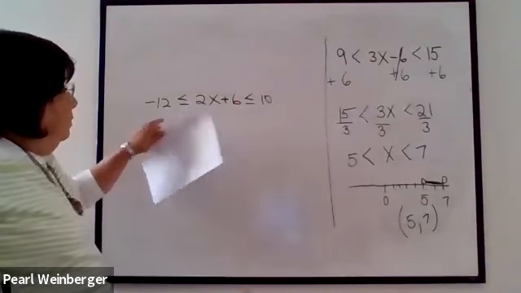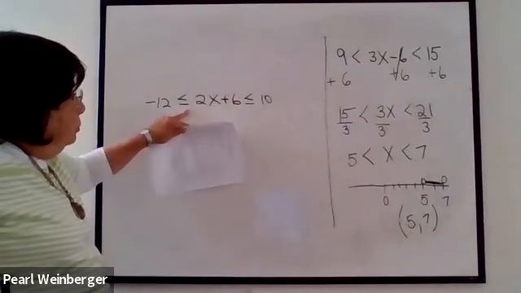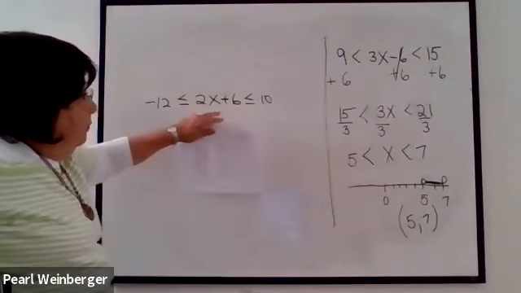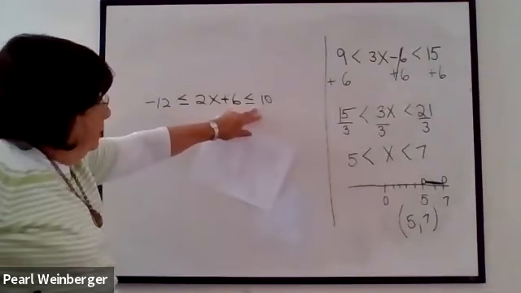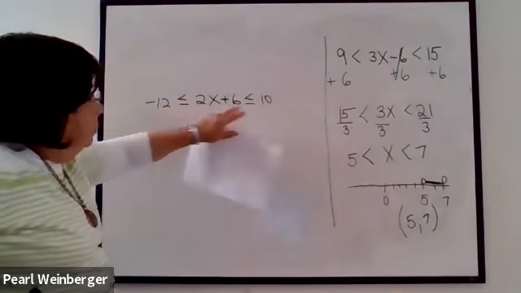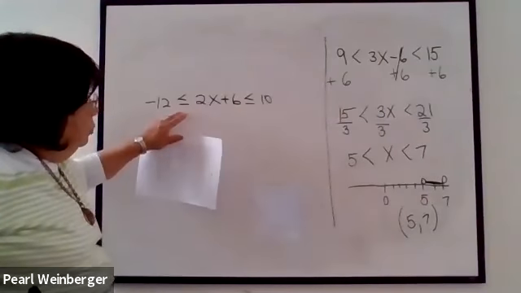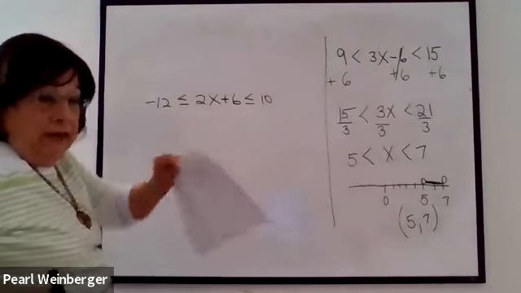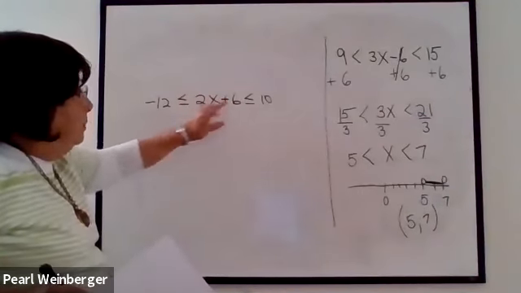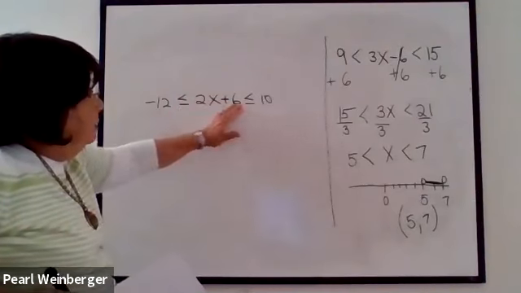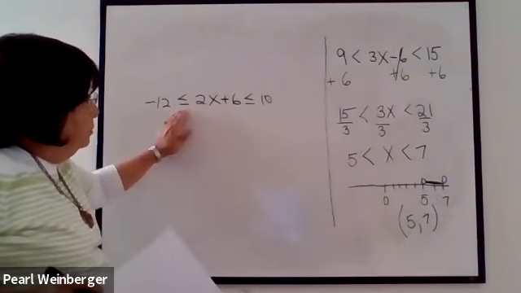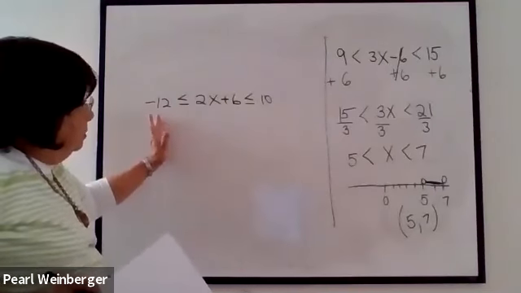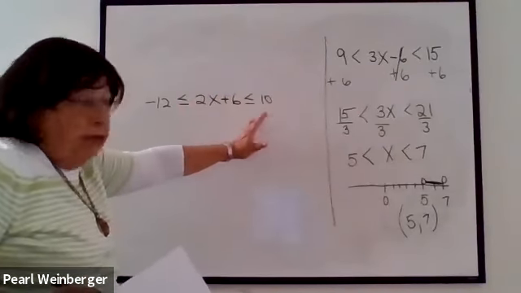Okay, this says -12 is less than or equal to 2x plus 6, which is less than or equal to 10. If you notice, sometimes they're both less than, sometimes they're both less than or equal to, and sometimes one is a less than or equal to and one is just a less than. It doesn't matter. It could be any combination as long as they are less than signs. They're not greater than signs. They're always less than, because the smaller number always has to be on the left side and the larger number has to be on the right side.